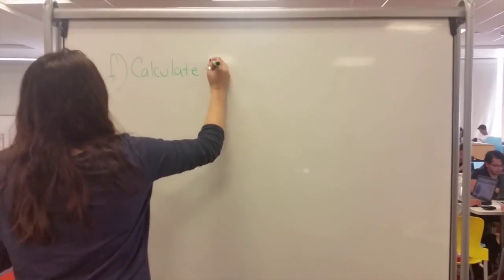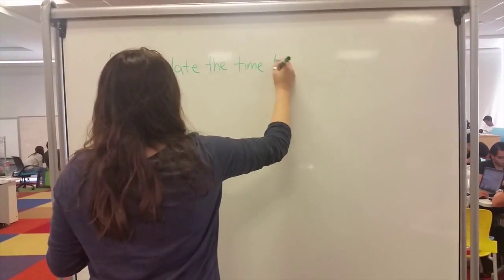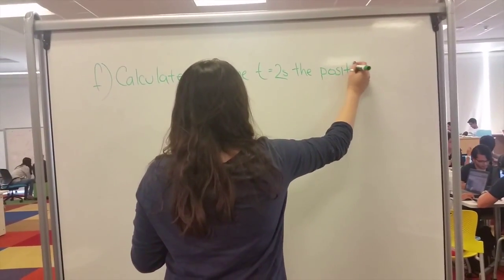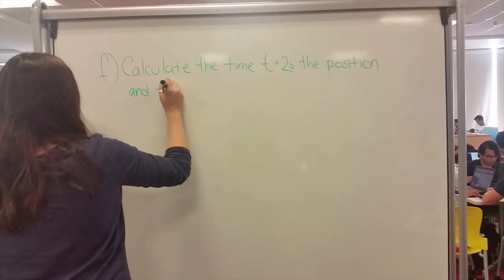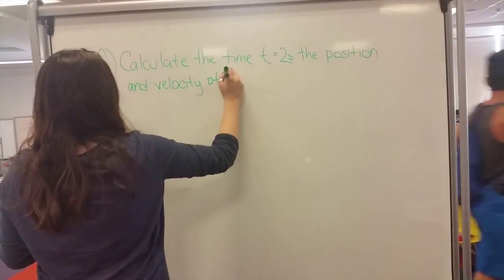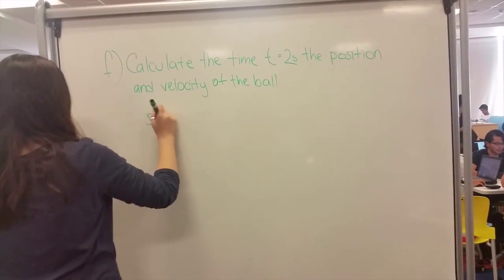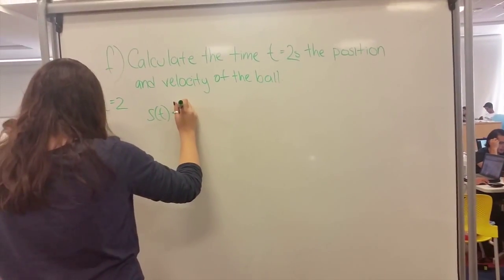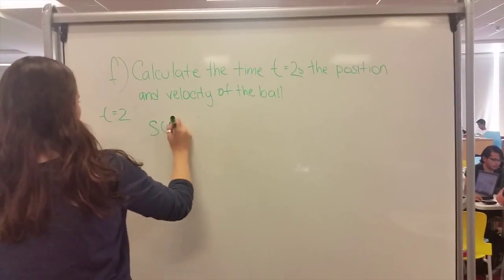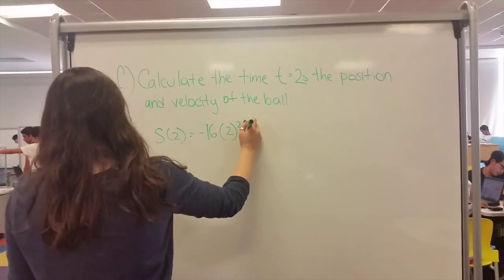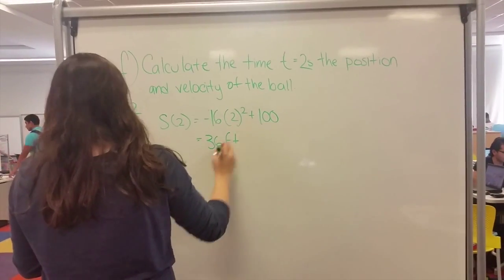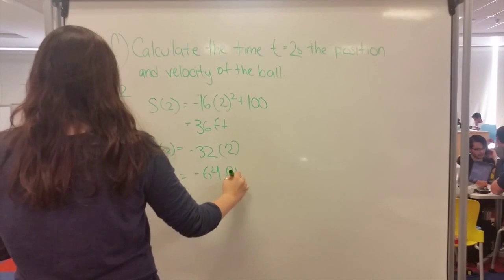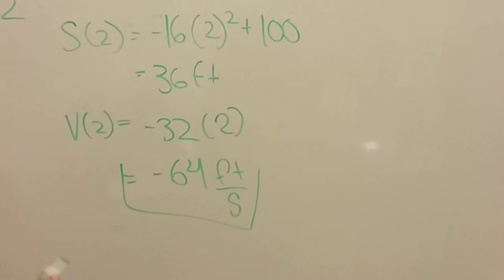Calculate the time, that is t, 2 seconds, the position and velocity of the ball. You just have to substitute the 2, that is time, and the final answer is 64 feet over second.